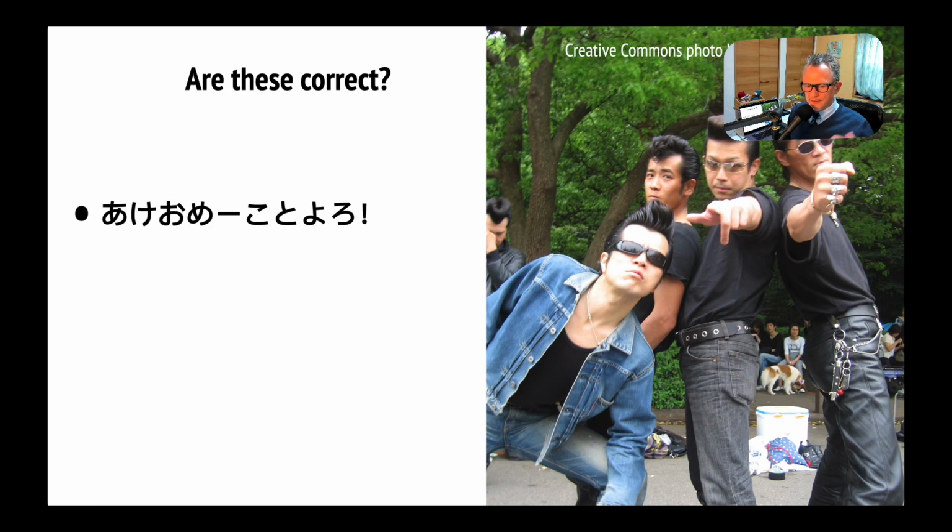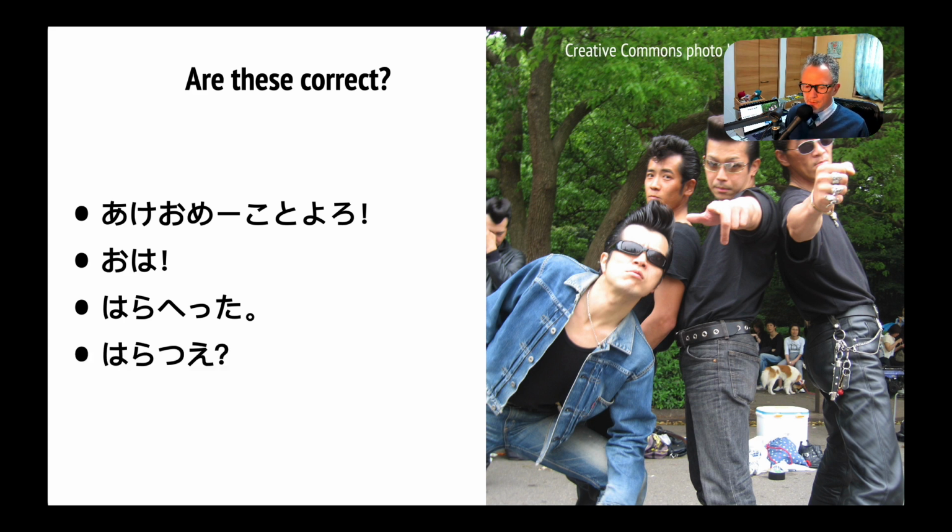Here's some more examples. So, ake ome koto yoro. Sentences like that are not polite necessarily, but they do seem to follow some sort of Japanese natural rule pattern, right? Oha, right? And different ones like this. Hara hetta, right? For I'm hungry, or hara tsue, right? Instead of saying muzukashii, you might say muzu, right? So these are not incorrect Japanese. They're just maybe not polite, but they follow rules. And so a linguist would describe them as naturally occurring phenomena in Japanese.